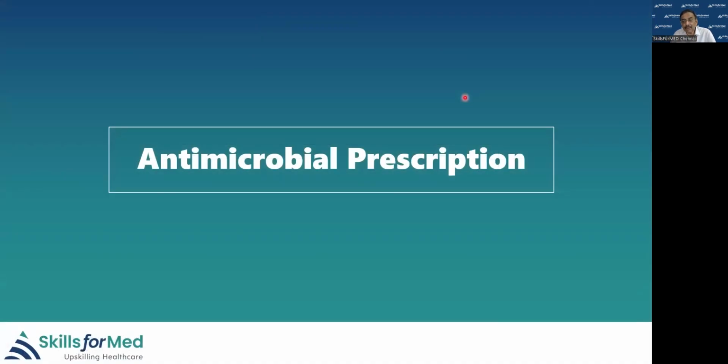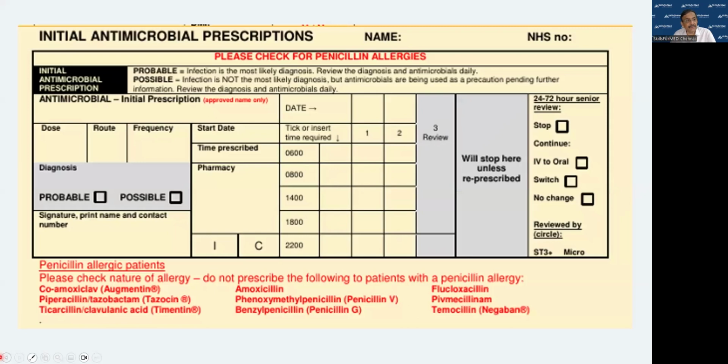The other thing I wanted to emphasize is antimicrobial prescription. Usually we write it as part of the drug chart. But certain hospitals, for this example, I've taken a prescription from a hospital in the NHS, where this chart is a part of antibiotic stewardship policy. I'll explain why.